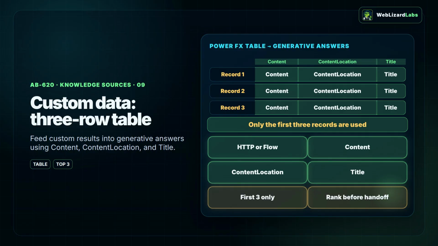A simple pattern is use an HTTP request node upstream, call the data API with the user's question, reshape the JSON into the required table, store that table in a topic variable, then pass that variable into the generative answers node's custom data field. If the logic is more complex, such as pagination, multiple sources, or business rules, a Power Automate flow may be easier to maintain.